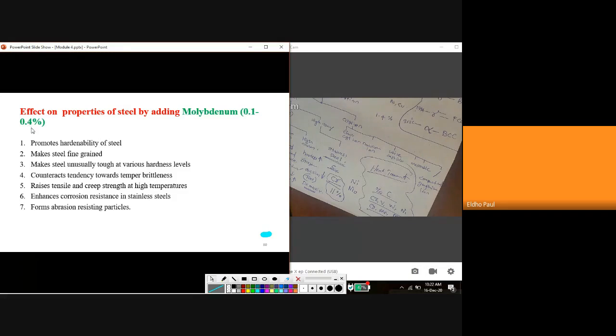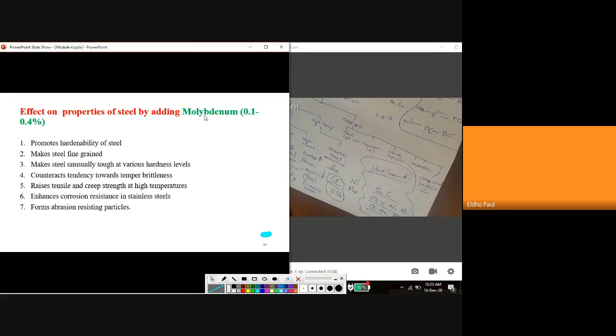You have to write the enhancement of properties by the addition of this alloy element, and also an important application, especially from modern technology, where we use steel with a higher molybdenum content. So you have to write an application for every alloy element. You have to write one application.